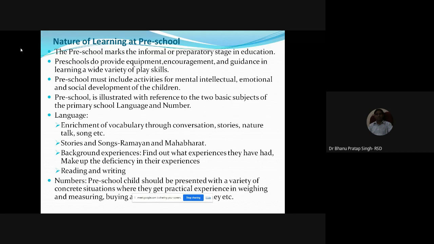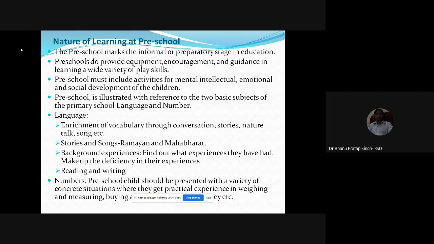So first, language in preschool. There is an enrichment of vocabulary through conversation between the peer group, conversation between the teacher and child, through various stories which are told to the child, and various songs and folklores. Even the important role of preschool, by telling stories and songs, means the Mahabharat and Ramayana. These are the important stories that should be told to the children for their development.